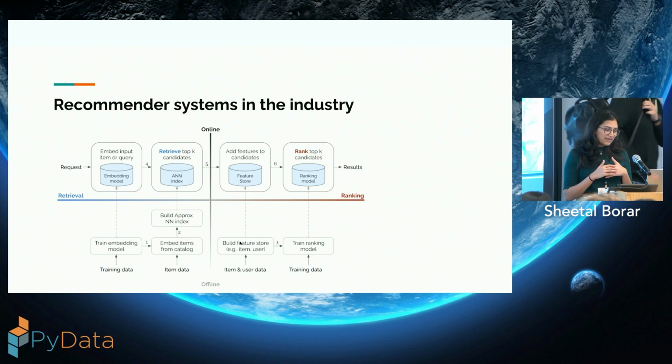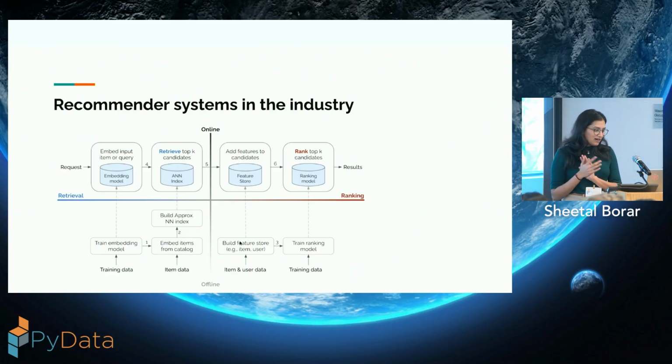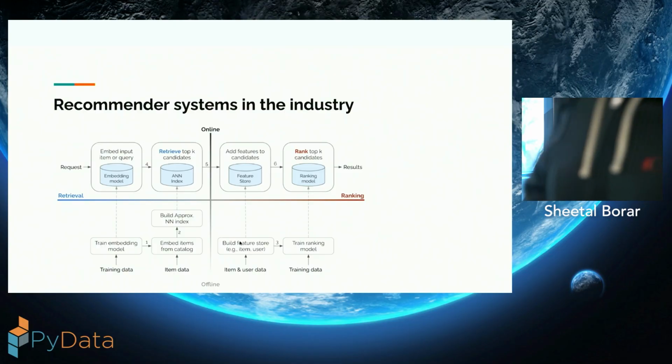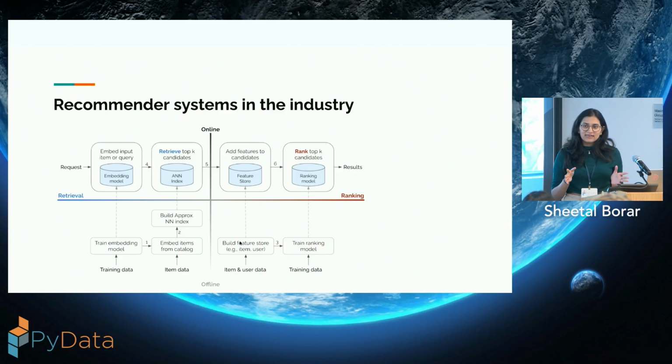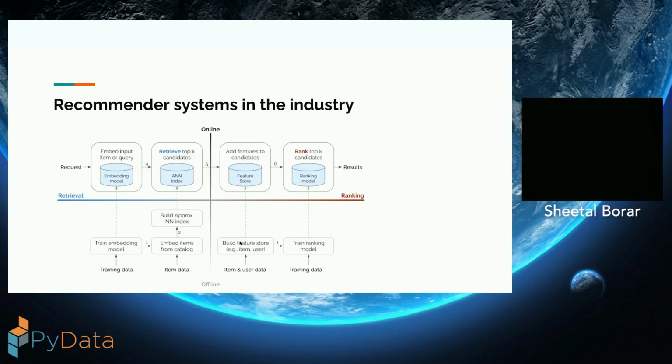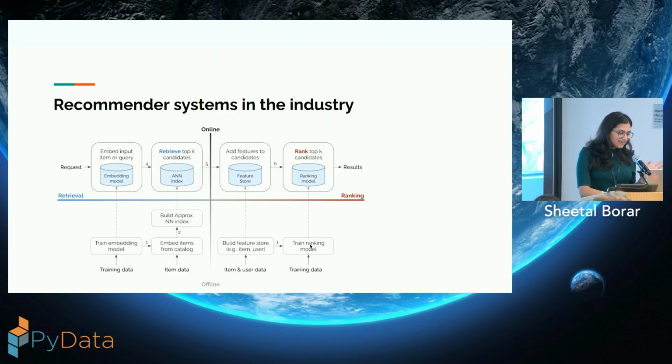Then other offline steps for ranking: we pre-compute the features that we would be needing for ranking. We use hundreds and thousands of features, so computing them or doing the feature pre-processing for them in real time is going to be prohibitive, and it's going to add a lot of latency to the system. So instead of doing that online, we will do that offline. And then we will train the ranking model using historical interaction data.